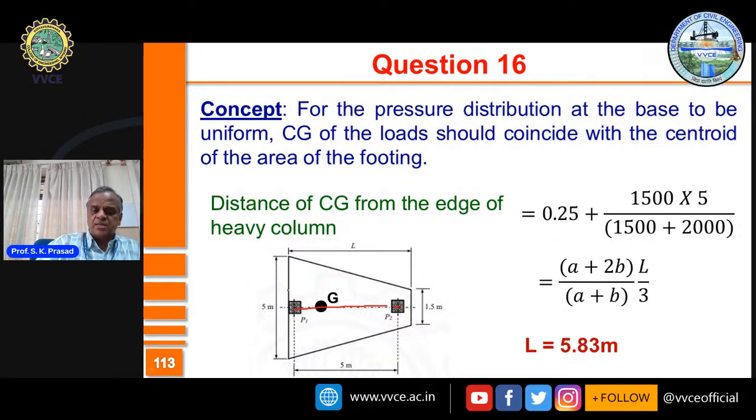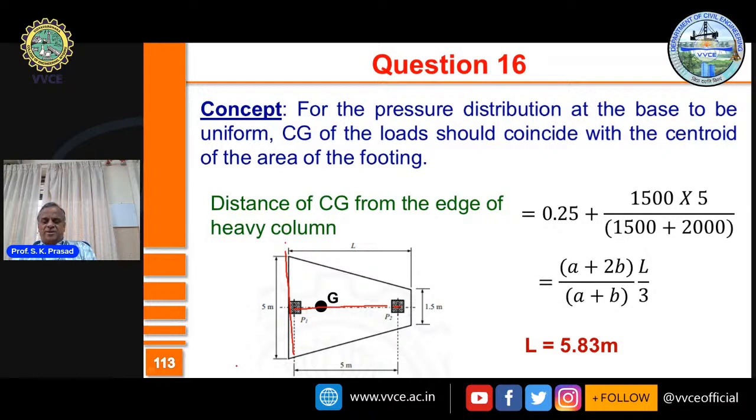What is the distance? From the edge of this heavier column, it is 0.25 meter here, plus, you apply Varignon's theorem. Moment of the resultant is equal to the sum of the moments of the other two forces. So you get this answer. And this is the CG of the load.